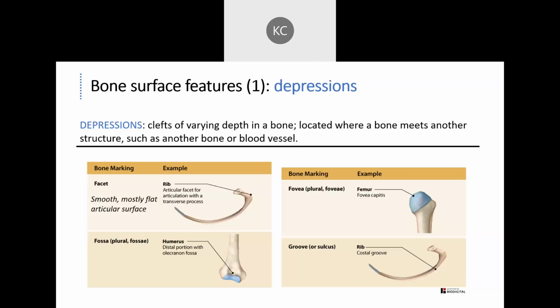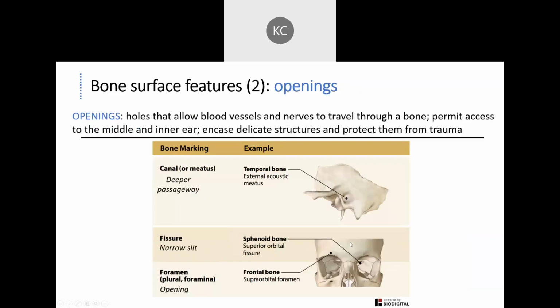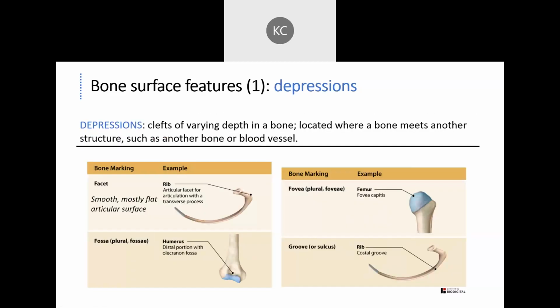You also have one called a fossa, or fossae if you're talking about more than one. These are larger depressions in which you can have a bone join with another one. So you can have a region on the humerus known as the olecranon fossa. You have another one called the coronoid fossa. You have a fossa in your temporal bone called the mandibular fossa for the mandible. But these are all shallow depressions in which one bone can sit in that groove or in that fossa to form an articulation.